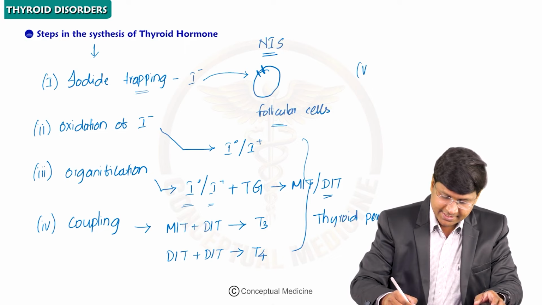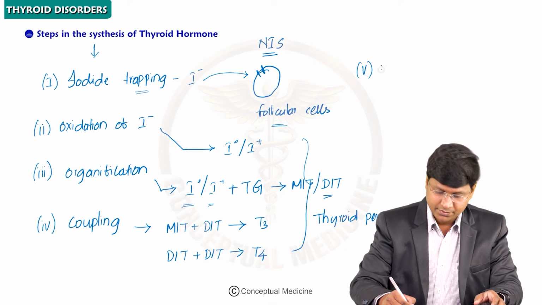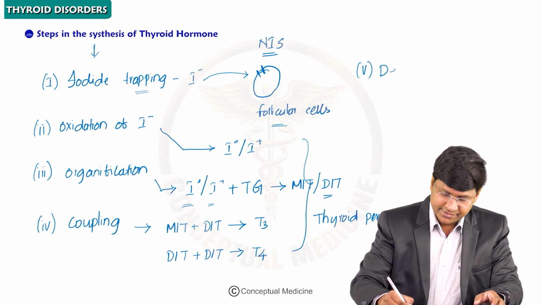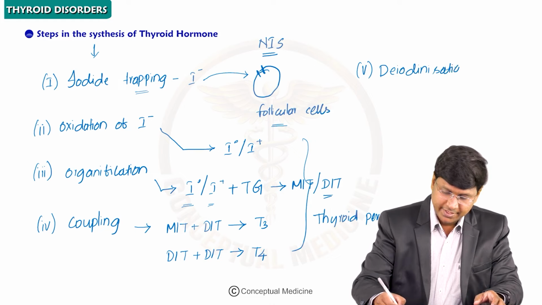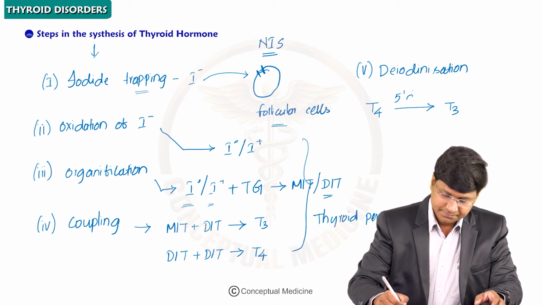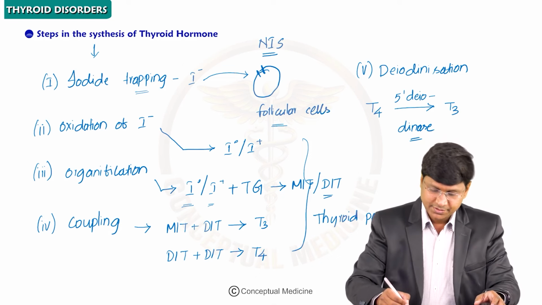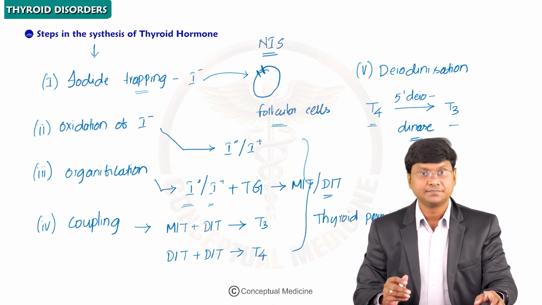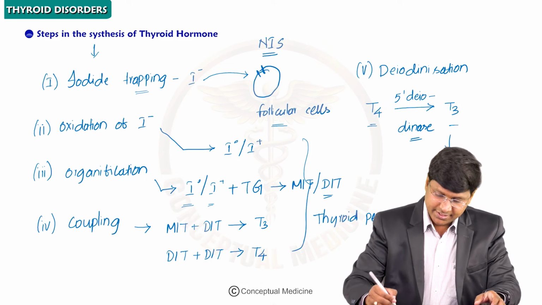And you take the last step. In the last step, you have the release of the T4 and there will be deiodinization. In deiodinization, T4 is converted into T3 in the presence of the enzyme 5-deiodinase, and your T3 is the biologically active form.